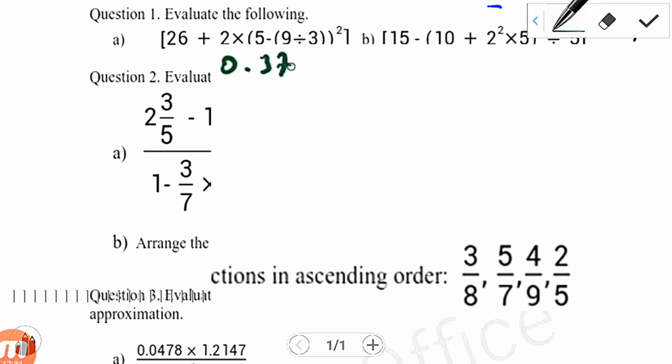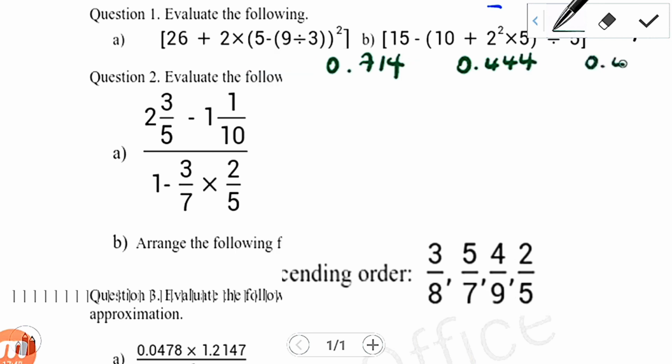0.375. Okay, so we're converting all the fractions to a decimal. We could say 5 divided by 7 on our calculator, and that gives us 0.714. And then we can say 4 divided by 9, and that also gives us a recurring decimal of 0.444. And then we can go here and say 2 divided by 5. That gives us a decimal here of 0.4.